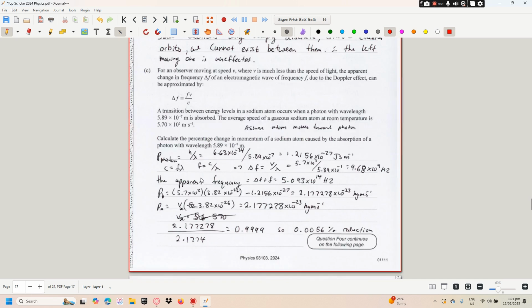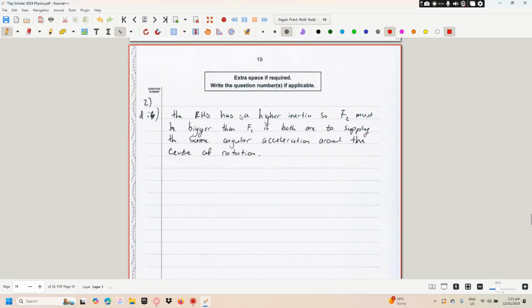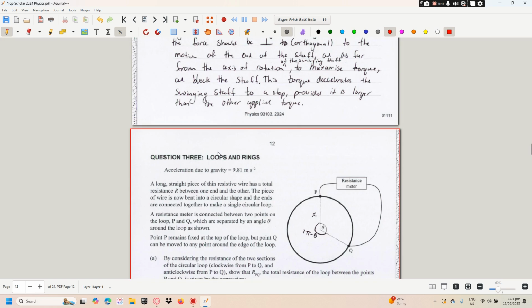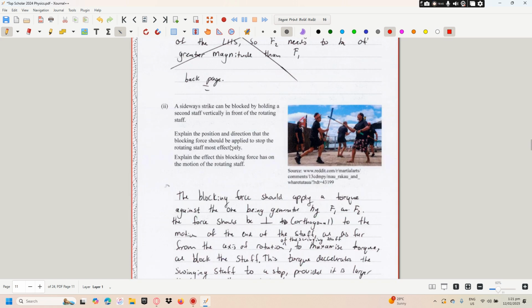That's very important. So I said the right-hand side has a higher inertia, so F2 must be bigger than F1 if both of us apply the same angular acceleration around the center of rotation. I don't know if that's really a perfect answer, but I did still get 8 for the section, so it probably is a little bit right.